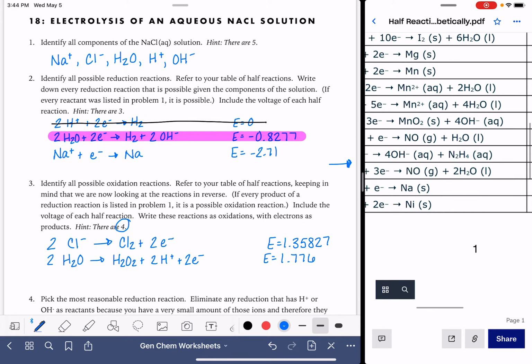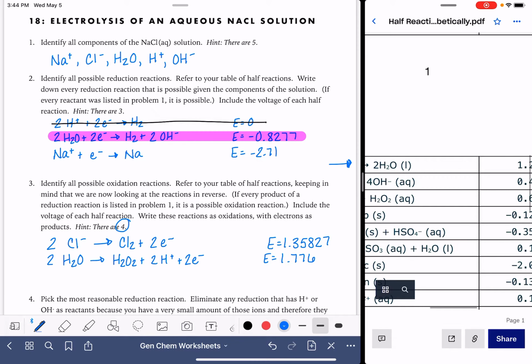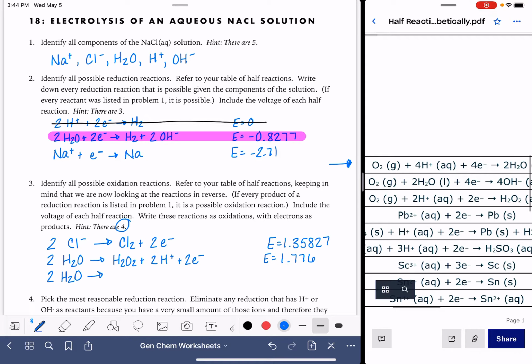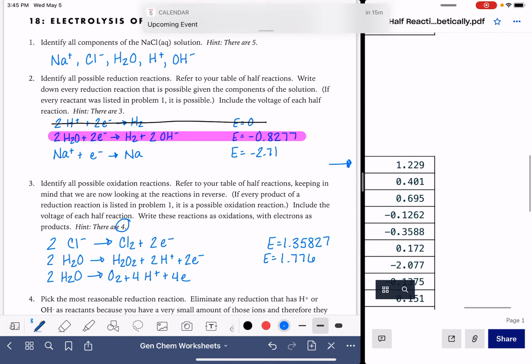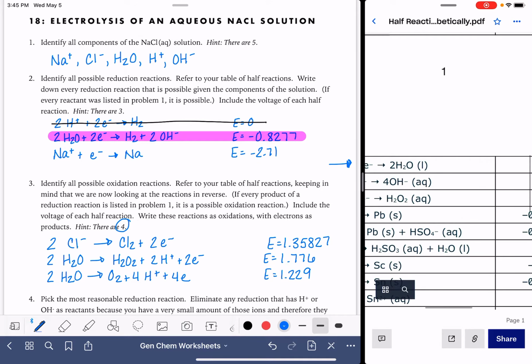Here's another one that uses water. On the right-hand side, all we have is water, so that's another potential oxidation reaction. The products of this will be O2, 4H plus, and 4 electrons. And our voltage for that is 1.229. And we have just 1 more to go.